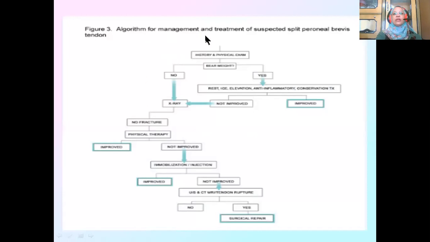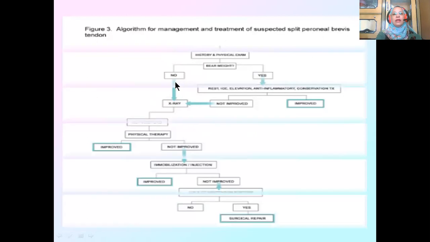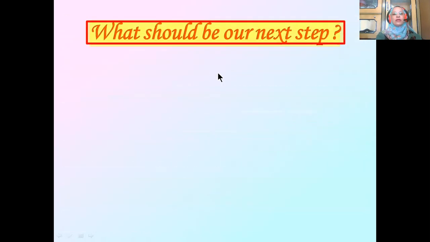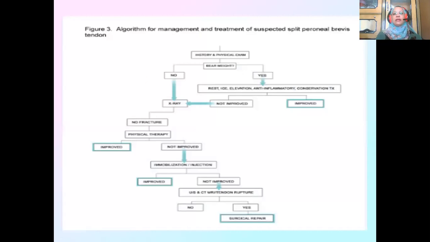Also, there is an algorithm for management and treatment of split peroneus brevis tear, which depends on the presence or absence of weight bearing. If there is normal weight bearing, we can apply rest, ice, elevation of the foot together with compression and anti-inflammatories. But if there is no weight bearing, we ask for an X-ray to exclude fracture. If no fracture, we can advise physiotherapy for the patient. If no improvement, advise immobilization with or without injection.